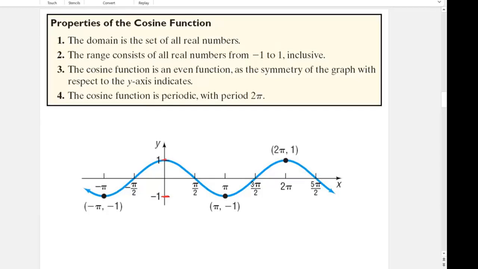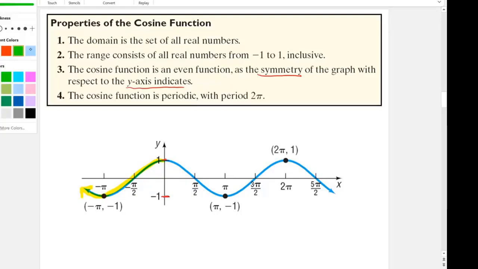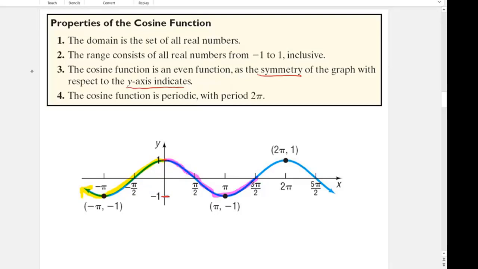The cosine function is even. Even functions are symmetric around the y-axis. This side of the graph looks like this side of the graph. Like if it was a butterfly, this would be the middle, right? And we can see that both sides are symmetric to each other. So cosine is symmetric around the y-axis, which means it's an even function.